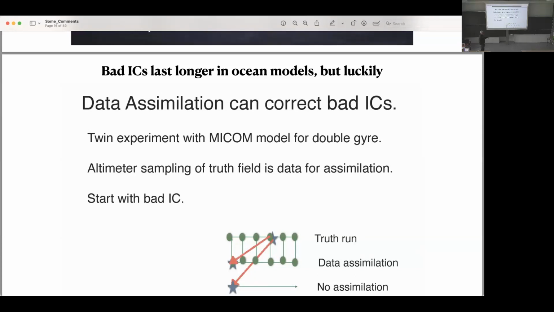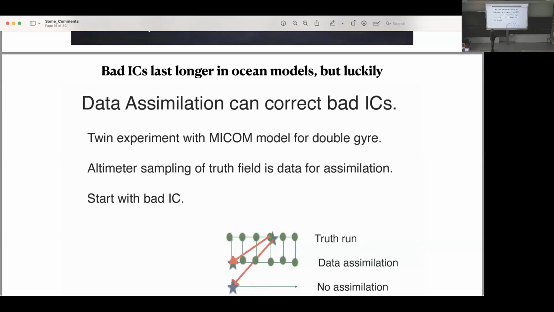So let me just show you some quick results that were done a little while ago with twin experiments. We used the Miami isopycnal coordinate ocean model, which became HYCOM, the hybrid coordinate ocean model, which is used for operational prediction by NOAA and the US Navy. So we did a classic double gyre, subtropical gyre, polar gyre, where you blow sinusoidal winds over the ocean to create a circulation. And what we're going to do is sample this ocean with altimeter data and run an altimeter track over it. And we're going to do twin experiments.